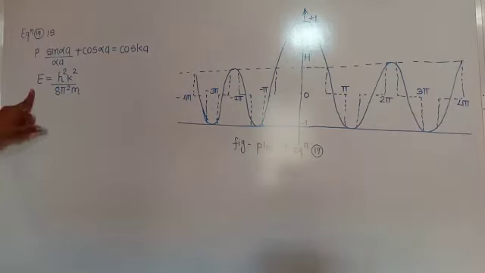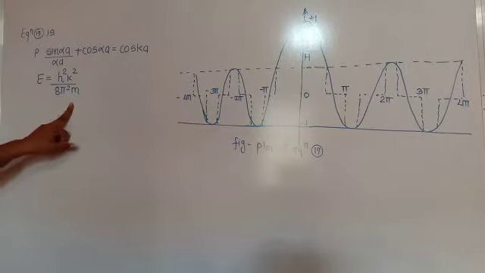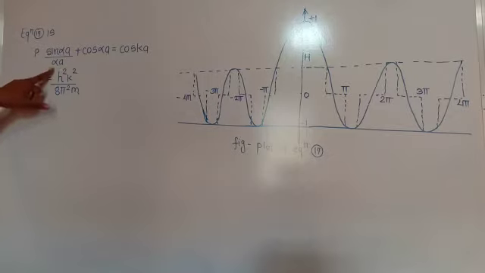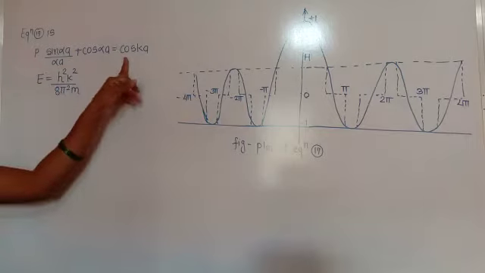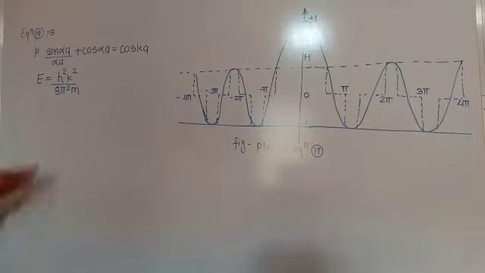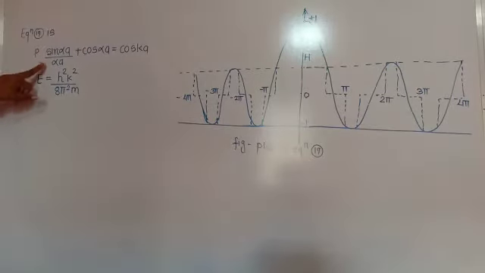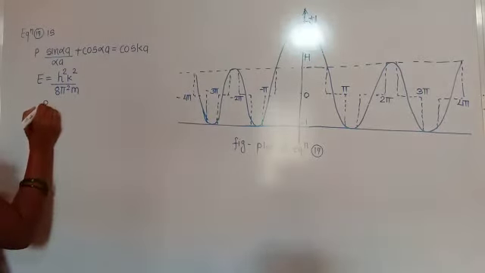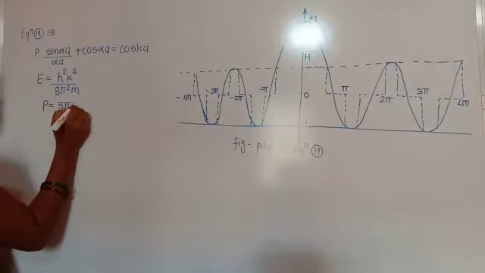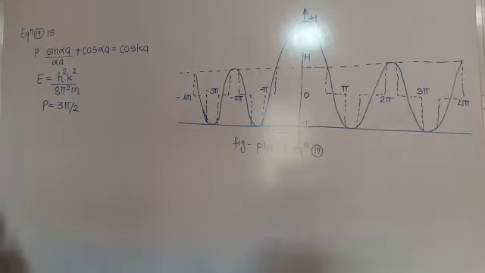By using this equation we calculate the energy E, that is h square k square by 8 pi square m. If we plot a graph of P sin αa divided by αa plus cos αa, which is equal to cos Ka, against αa, this is the plot of equation 17, for the value P equal to 3 pi by 2. So this is the graph which we derived here.